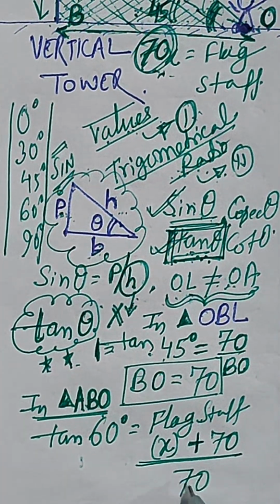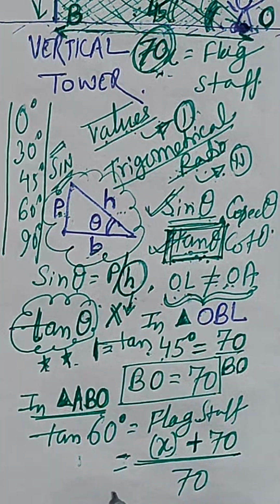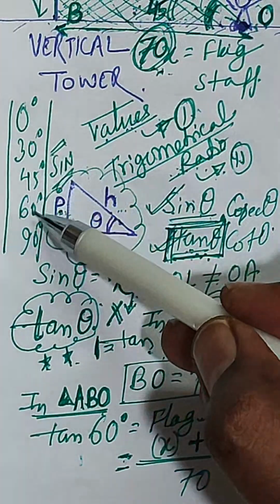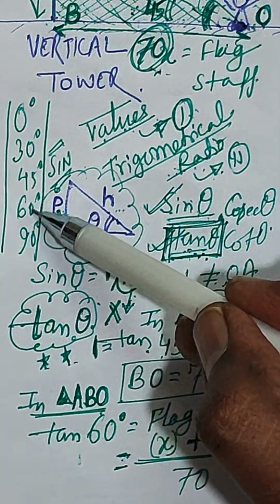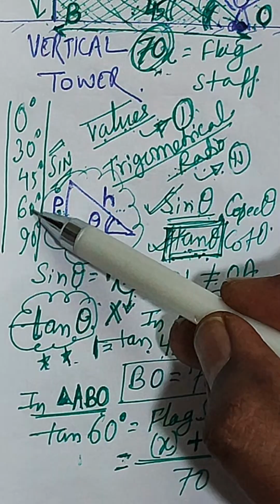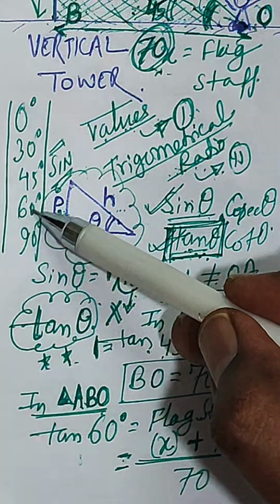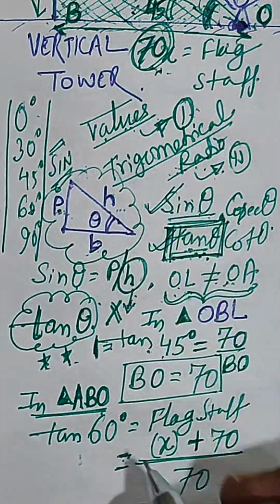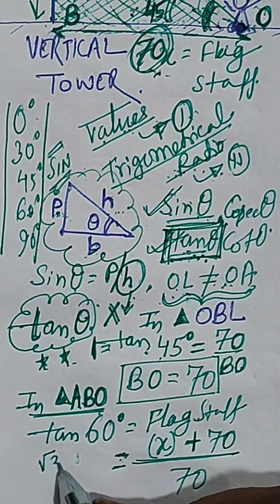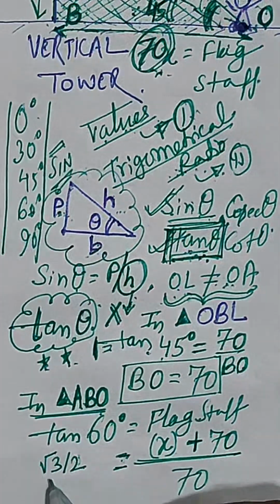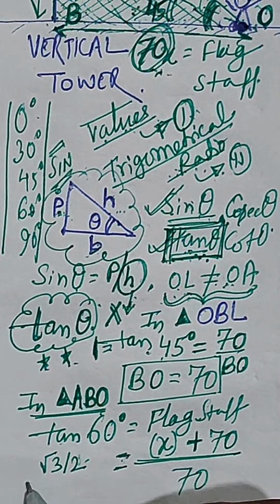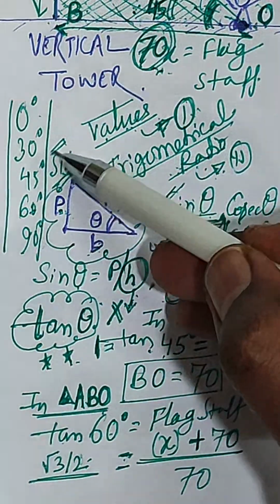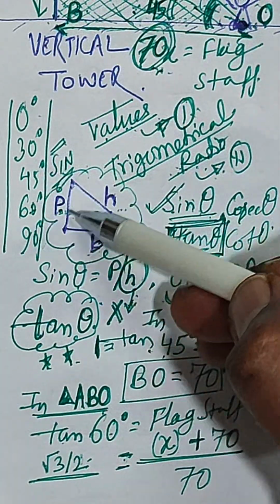This was 70. And the value of tan 60 degree, you should be knowing it. Because suppose you are knowing the value of sin 60 degree. Sin 60 degree is what? Root 3 by 2. Am I right? Root 3 by 2. So sin 60 degree is root 3 by 2, and tan 60 degree is sin 60 by cos 60. And cos 60, as I said, you need to remember only for sin. You will be able to calculate all.